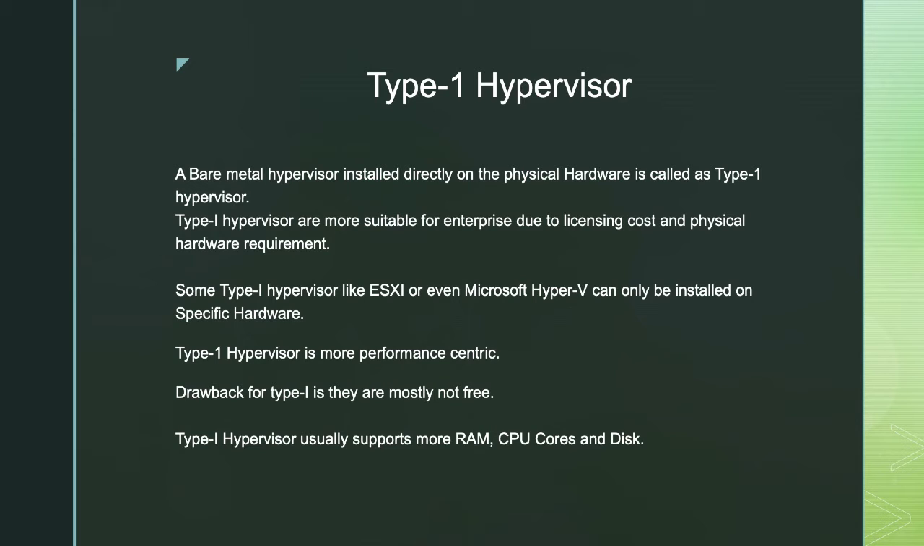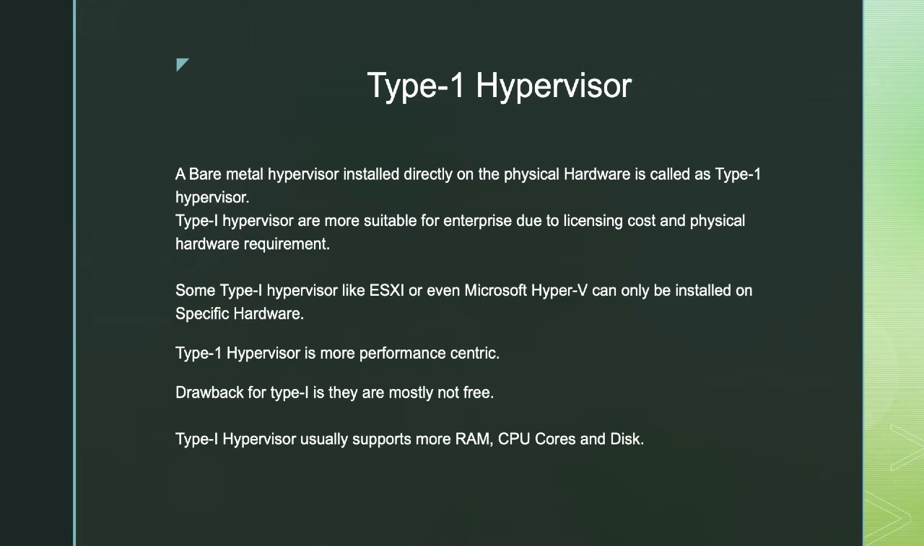Type 1 hypervisors usually support more RAM. Let's suppose you have hardware which has 512 GB of RAM. Now, 512 GB of RAM is very much feasible on the enterprise side, not on the desktop. But let's say, for the sake of discussion, you have 512 GB of RAM on your desktop machine and you want to use a type 2 hypervisor. They may not support it, but type 1 hypervisors, which are more enterprise centric, mostly do support those kinds of configurations.